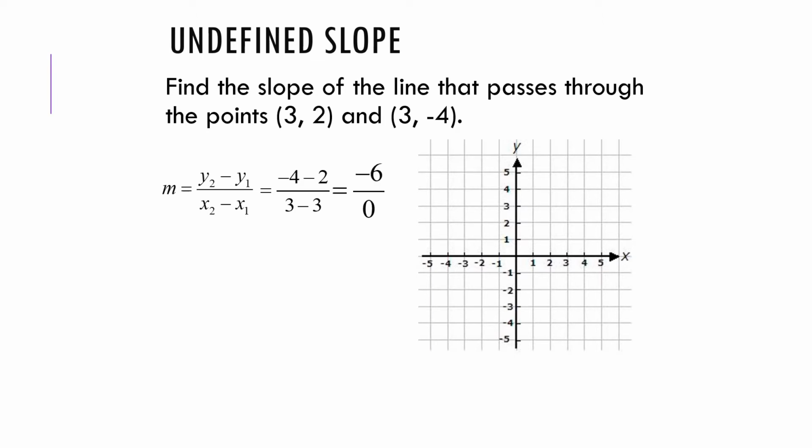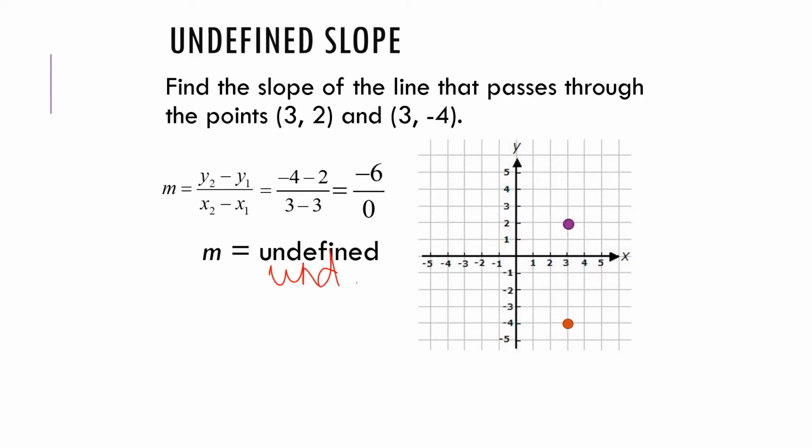Now, you cannot divide by 0. If you put it in your calculator, it's going to say error, cannot divide by 0. That's just a math rule. Because we can't divide by 0, whenever we have 0 in the denominator, it is called undefined, and you can abbreviate that as UND.